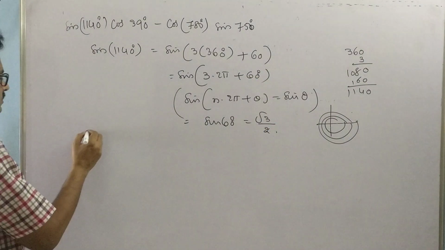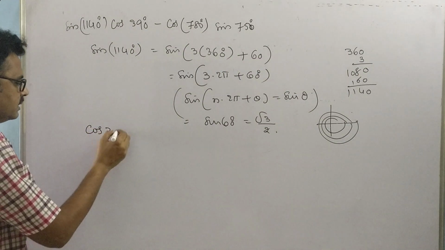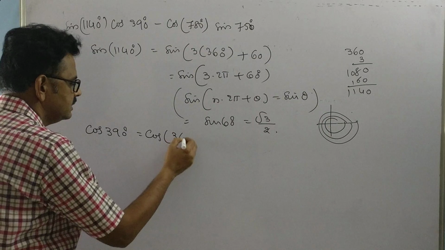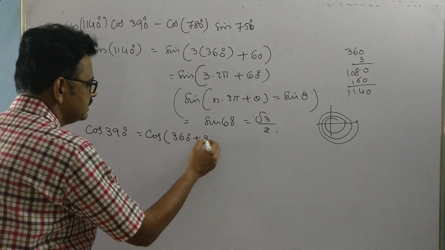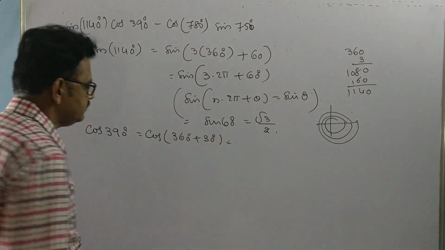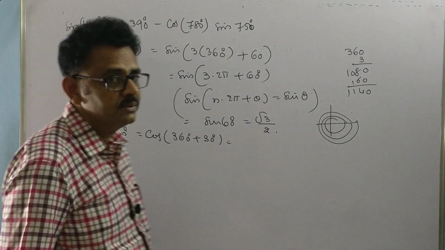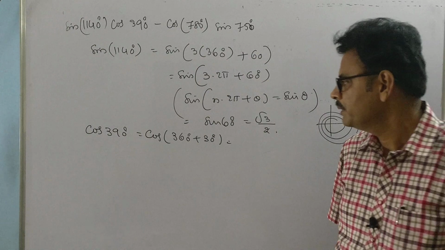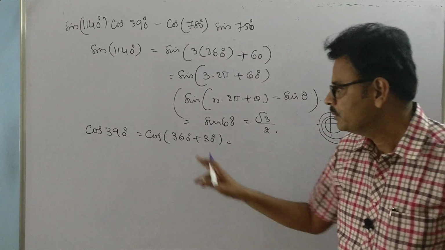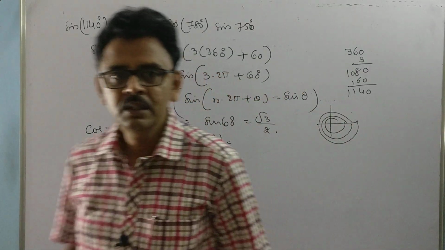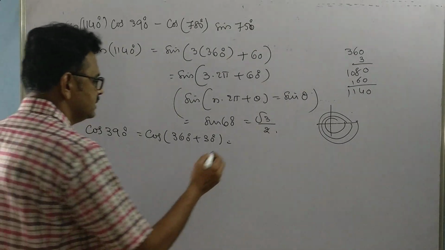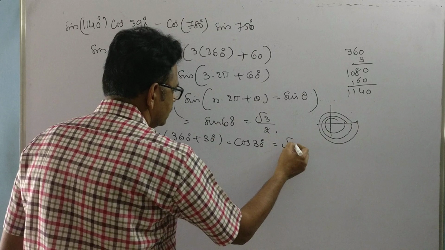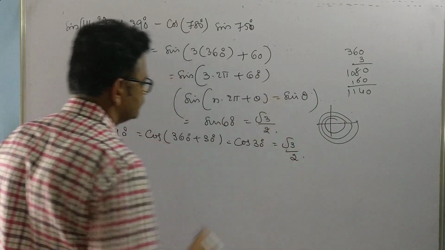And next, cos 390 degrees is equal to cos of 360 degrees plus 30 degrees. So cos of 360 means first quadrant. In the first quadrant, all trigonometric ratios are positive. So 360 plus theta gives cos theta, that is cos 30, where cos 30 is root 3 by 2.